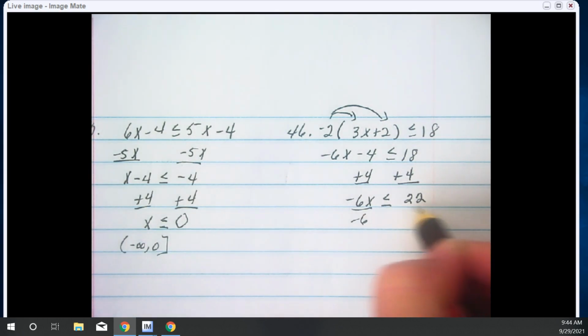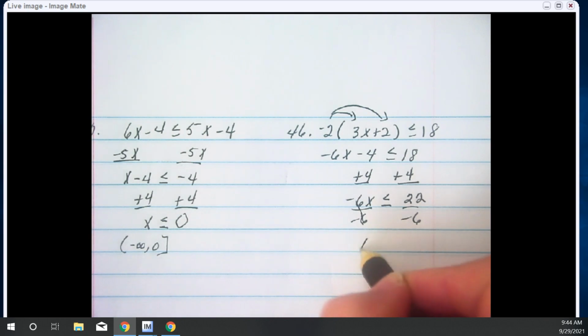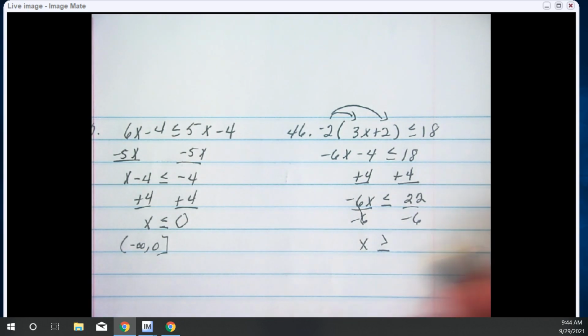Divide by -6. Flip the sign. And 22 is not divisible by 6, but I can cut them both in half. And that gives me the exact answer. Please do not give me the decimal approximation. That's a 0.3 repeating. So we don't want that.